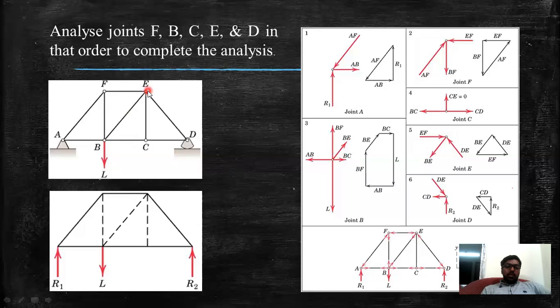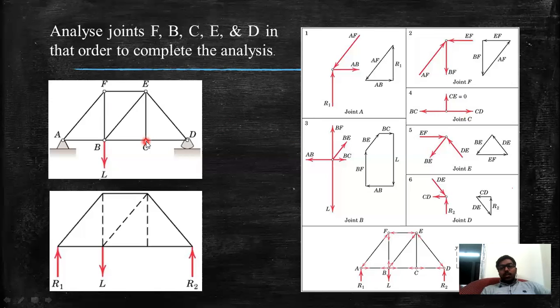Now if we consider joint E, we have one and two unknown member forces. Even if we consider joint C, we have one and two unknown member forces. So we can go through either point, we can choose E as well as we can choose C. That depends on you, which particular point you are going to choose. At this particular point, we have considered joint C first.